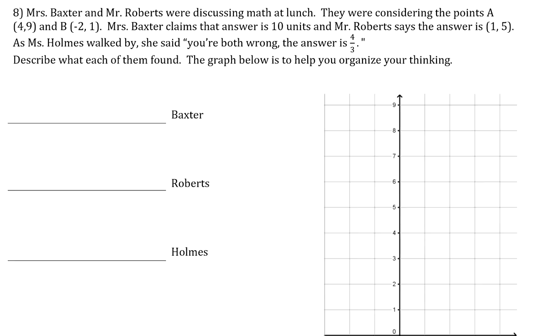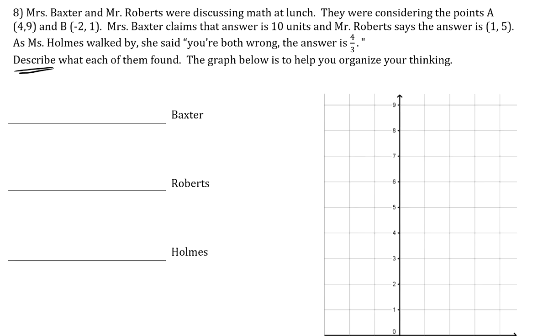Miss Baxter claims that the answer is 10 units. Mr. Roberts says, no, the answer is (1, 5). It's the ordered pair 1, comma 5. As Miss Holm walks by, she said, you're both wrong. The answer is 4/3. Describe what each of them found.